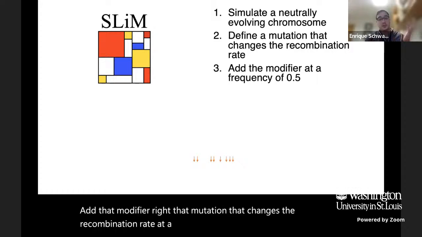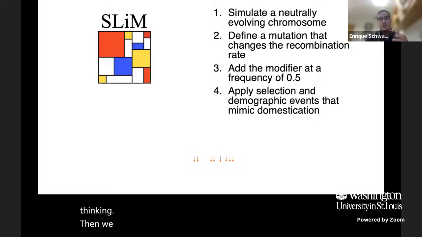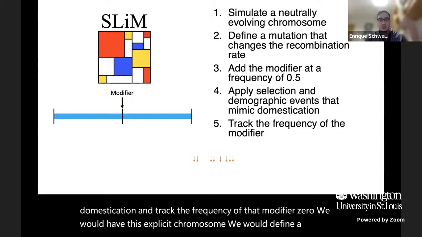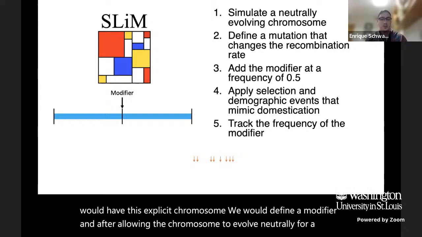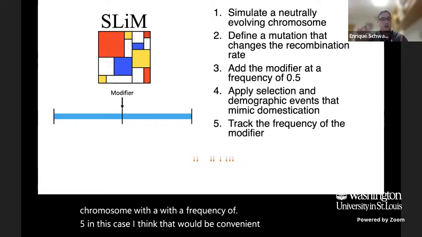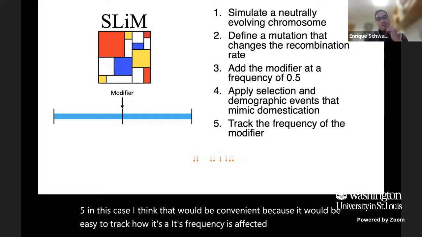So far, that's what I'm thinking. And then we apply selection and demographic events that mimic domestication and track the frequency of that modifier. So we would have this explicit chromosome, we would define a modifier, and after allowing the chromosome to evolve neutrally for a time, we would introduce that modifier somewhere along that chromosome with a frequency of 0.5. In this case, I think that would be convenient because it'd be easy to track how its frequency is affected by the selection that we're going to apply to it.